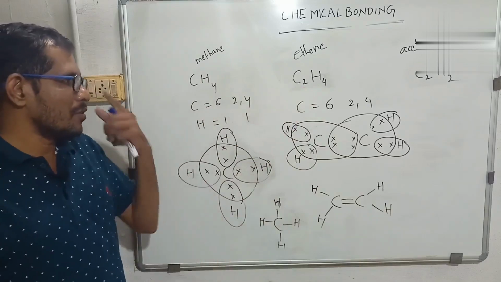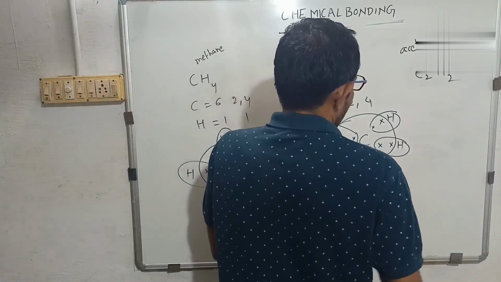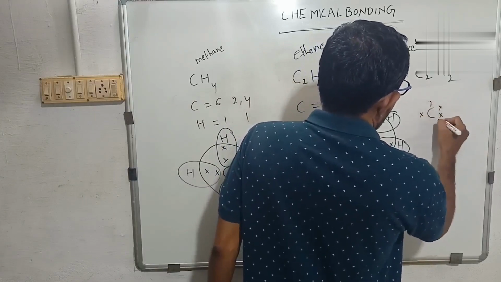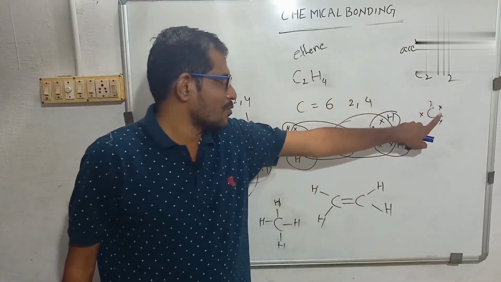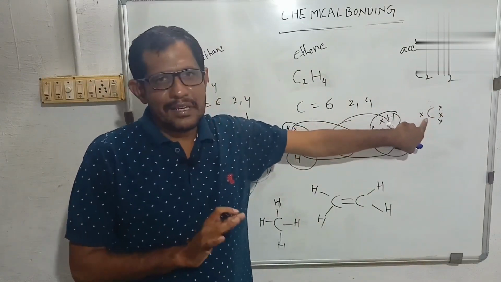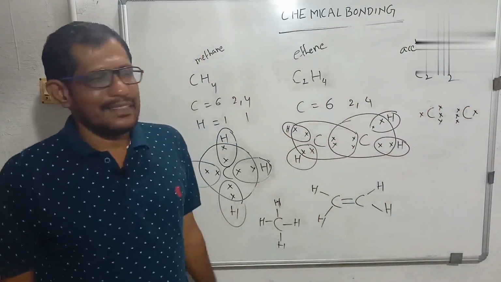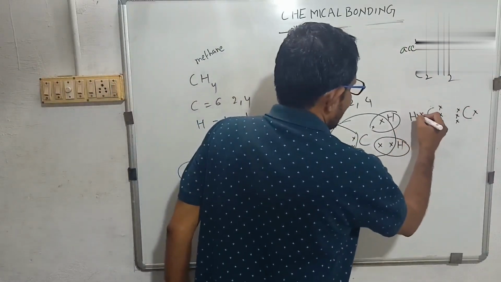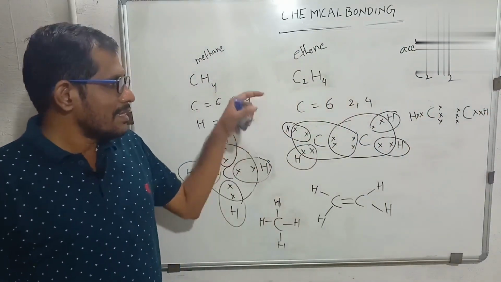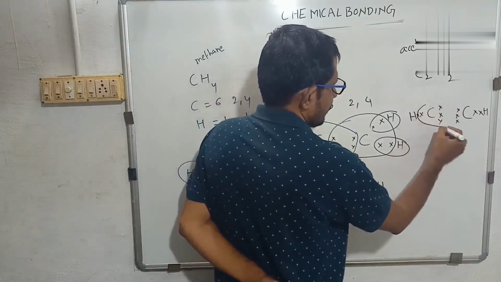So for the C2H2 molecule also I will show you now, right? For the C2H2 molecule, just write first, as you know, carbon has 4 electrons. I am representing the 4 electrons like this. This carbon also has 4 electrons. Each hydrogen has 1 electron. Now we need to draw the circle so that each carbon contains 8 electrons.